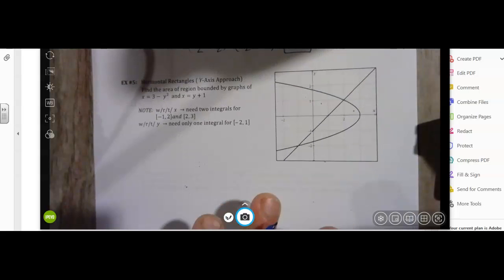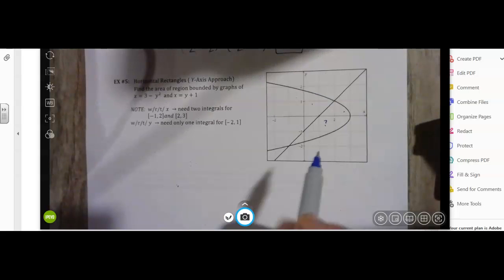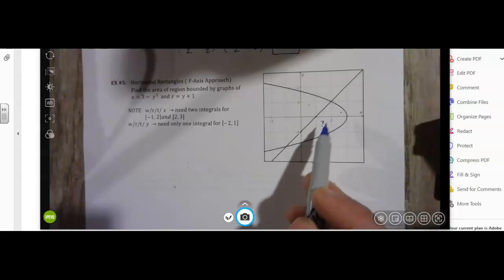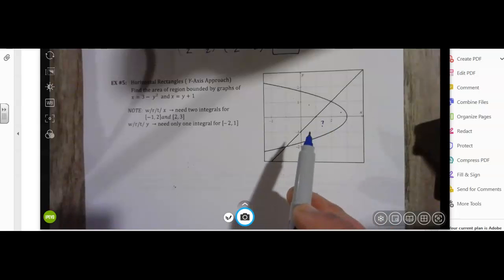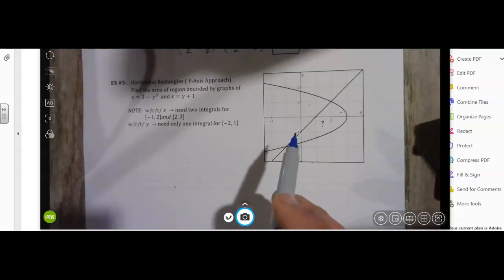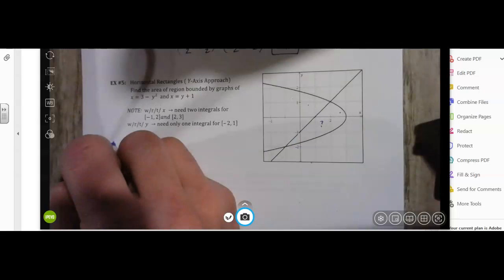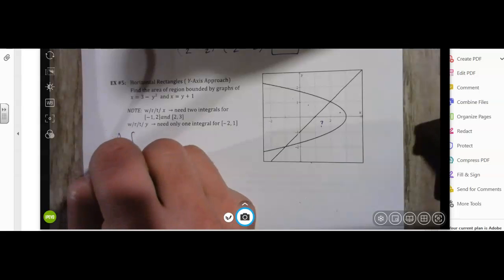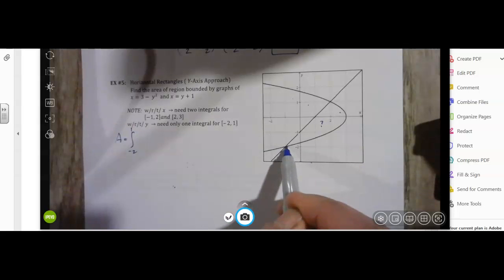Onward down to example 5. Now we have this horizontal section that we're going to try to find the area of, indicated by the question mark right there. So we're going to find the integral with respect to y. So we have area is equal to the integral from negative 2 to 1. We can see it's from negative 2.